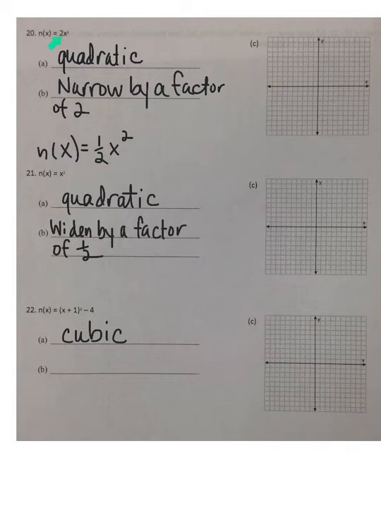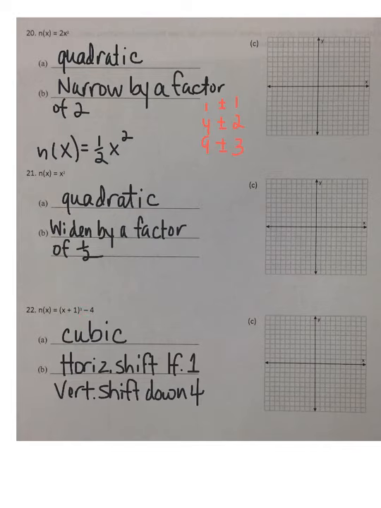So remember, if the number is greater than 1, we're actually narrowing by whatever that number is, so by a factor of, in this case, 2. And if the number is between 0 and 1, which would be a fraction, we're actually widening by a factor of 1/2. All right, and then let's look at number 22, and then I'll do the graphs. We have a horizontal shift to the left 1, and then a vertical shift down 4.